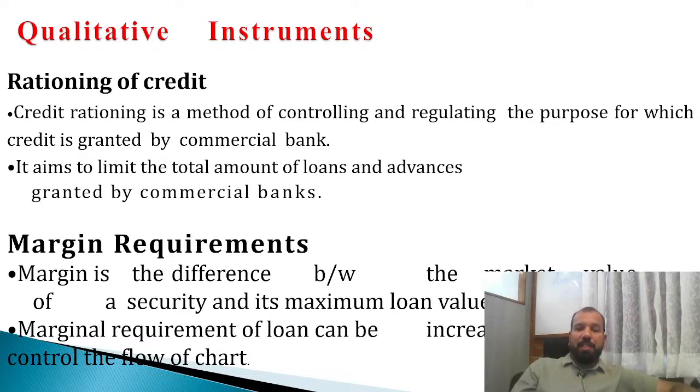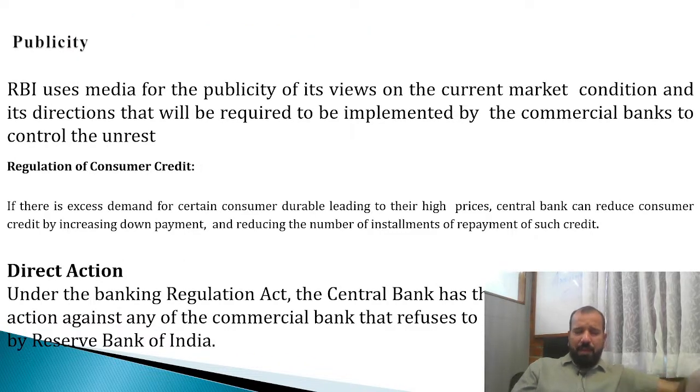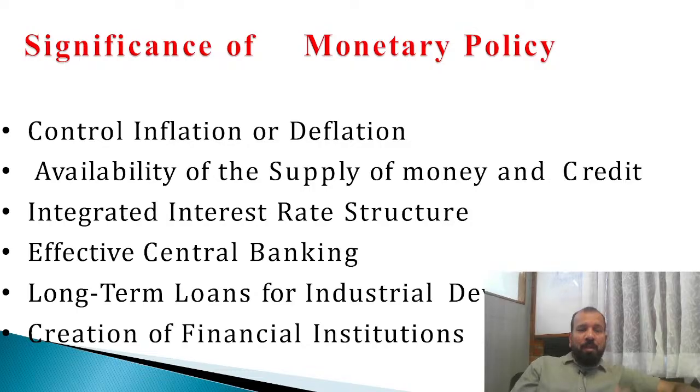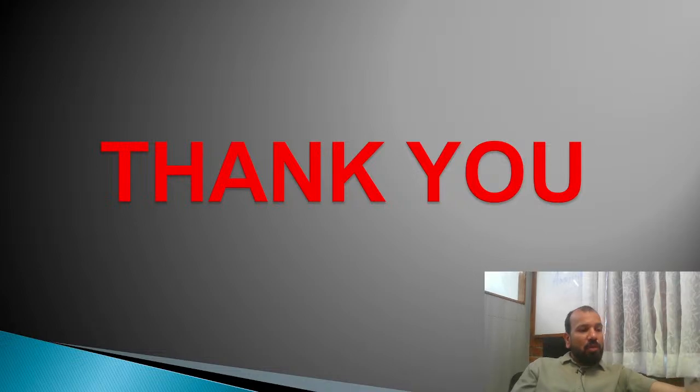Publicity is where the government of India, or each and every bank, puts out advertisements for loans. In the last 2 decades, why has the demand for consumer durables increased drastically? Just because of the EMI systems. What is the significance of monetary policy? Control of inflation and deflation, availability of the supply of money and credit, an integrated interest rate structure, effective central banking, long-term loans, and creation of financial institutions. So this is all about monetary policy.